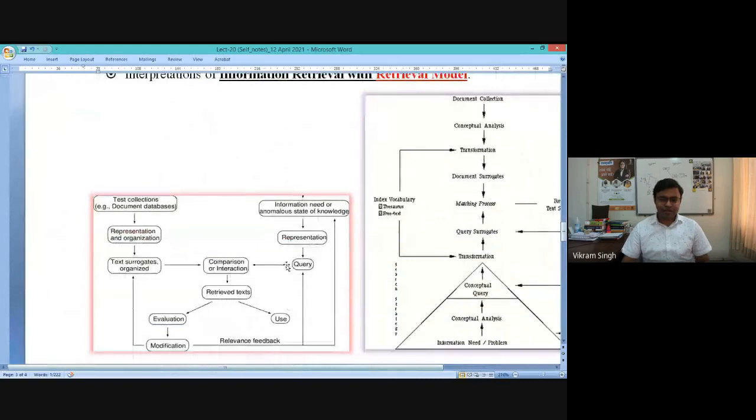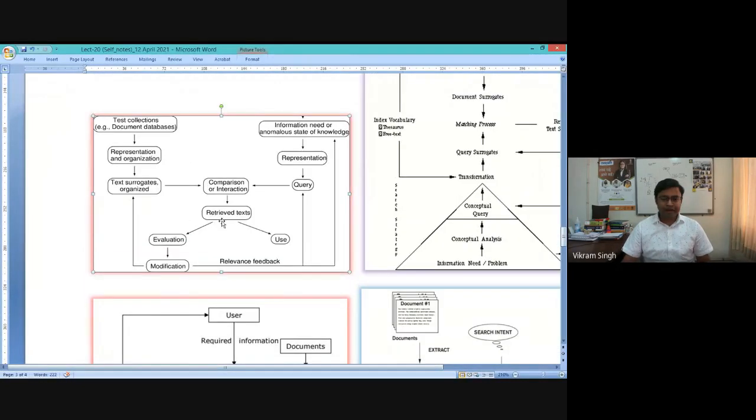So in the very first diagram, you can see that one of the researchers has interpreted the whole retrieval process. Here, the text collection is set as a document database. Then they have adapted a representation and organization. Then they have derived the text surrogates, right? This is something we refer to as surrogate data, and this surrogate data will be utilized for comparison.